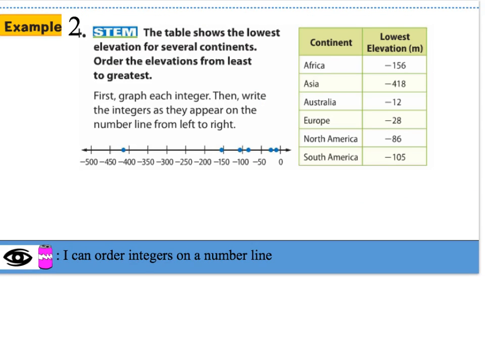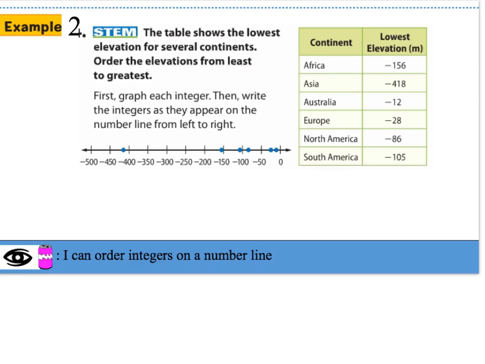Example 2. The table shows the lowest elevation for several continents. Order the elevations from least to greatest. First, graph each integer, then write the integers as they appear on the number line from left to right. On the right-hand side, you see the list of continents in this table and the lowest elevation.